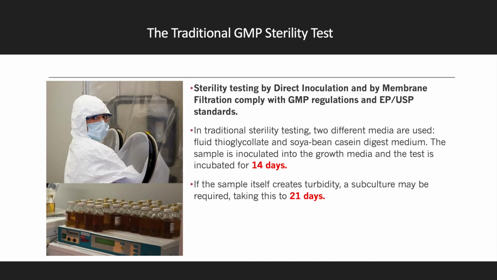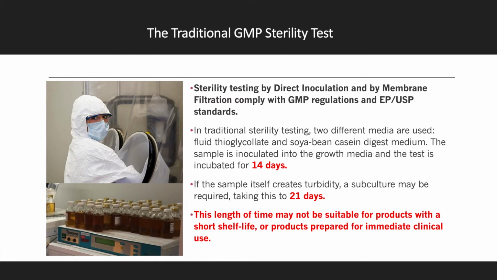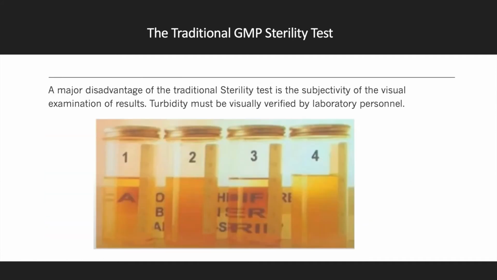However, if the sample itself creates a bit of turbidity and you cannot tell if it's a positive result or not, a subculture may be required, taking this to 21 days. But of course, this length of time, 14 to 21 days, is a long period of time, especially in this industry, and it may not be suitable for products with a short shelf life or products prepared for immediate clinical use. A major disadvantage of the traditional sterility test is the subjectivity of the visual examination of results.